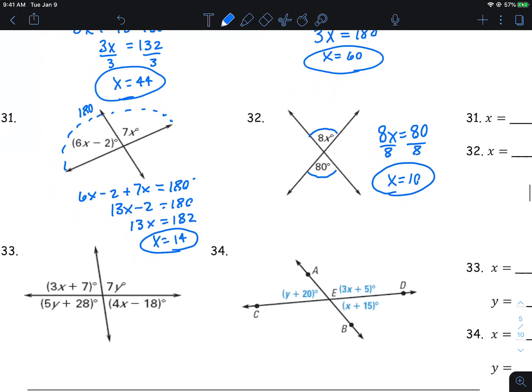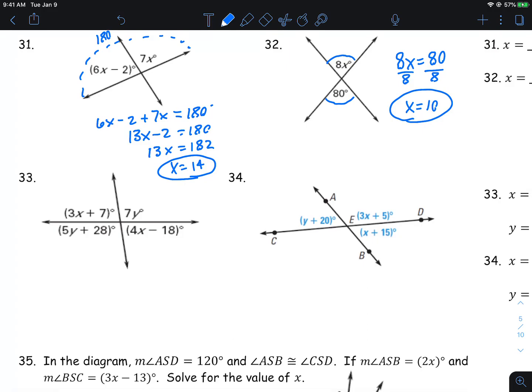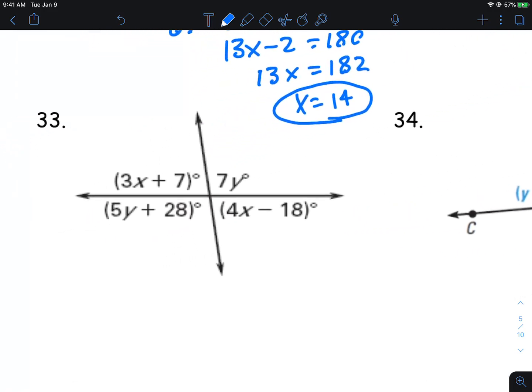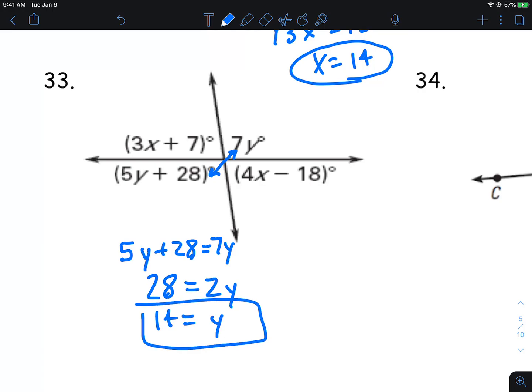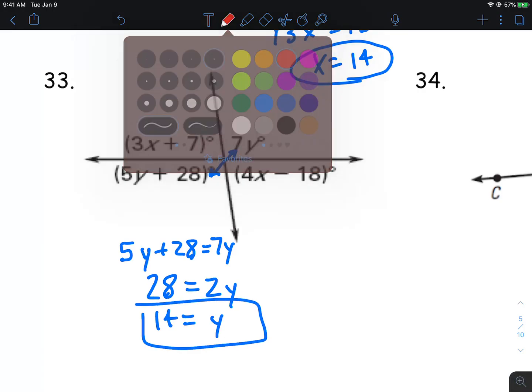Okay, next two examples, you've got some more vertical angles going on, but you've got multiple variables on these, so just watch out here. On 33, since the vertical angles across from each other are equal, you can set those equal and say 5y plus 28 equals 7y. Now we'll do the same thing with the x's in a moment. It'll just be a different answer. Basically, this is two problems in one. I'm going to subtract the 5y from both sides and get 28 equals 2y. Then we can divide and we get y is 14. Okay, and that's it for your y variable.